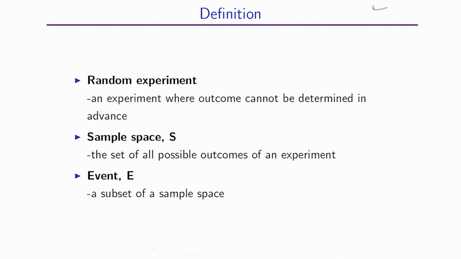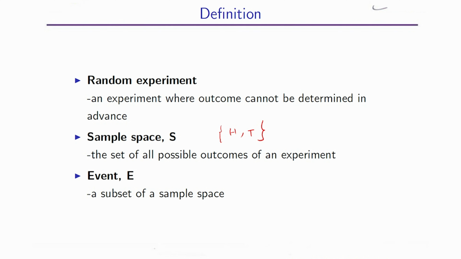If we want to flip a coin, before we really flip it, we don't know the outcome of the experiment. So this is actually a random experiment. But the outcome of this experiment can be head or tail. Two outcomes, and this is called the sample space. That means the set of all possible outcomes of an experiment. And an event E means a subset of a sample space.